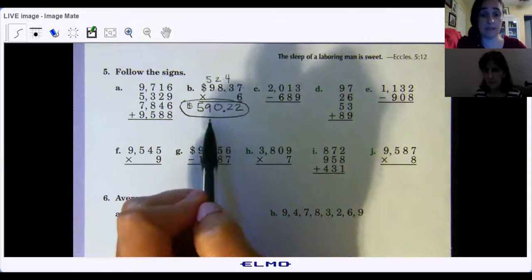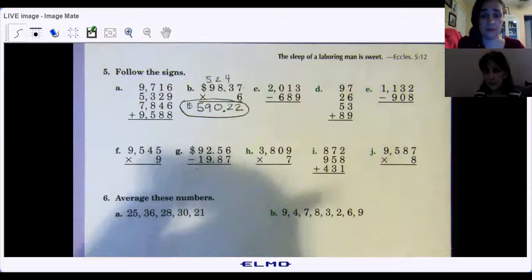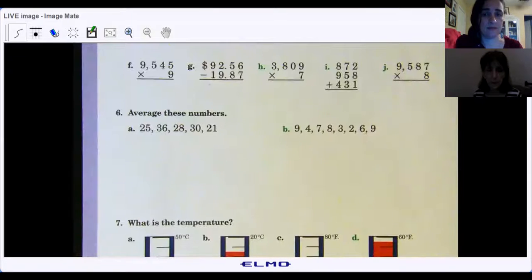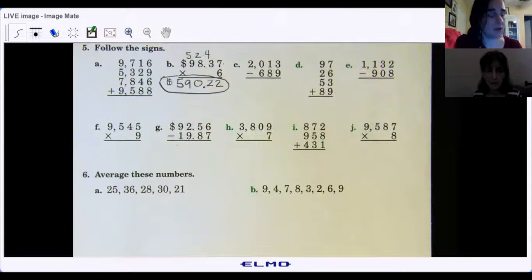I don't know if we should do any more in there. I think we're good there. Well, we could do G. Let's do G. Let's do 5G.